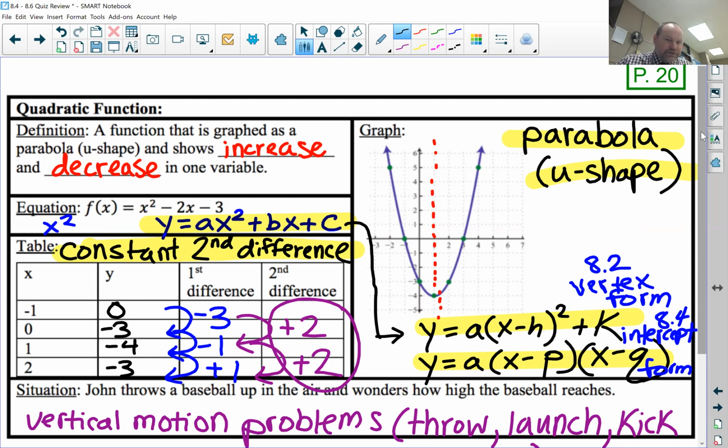With a table of values in a quadratic function, if you subtract consecutive y values, you don't get the same first difference, but then if you subtract again, you get a common second difference. So again, looking at the table of values, -3 minus 0 is -3. -4 minus -3 is -1. -3 minus -4 is +1. So the first differences are not the same, but the second difference, -1 minus -3 is +2, and 1 minus -1 is +2. The second difference is the same.